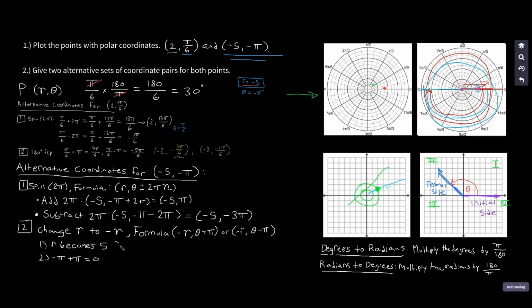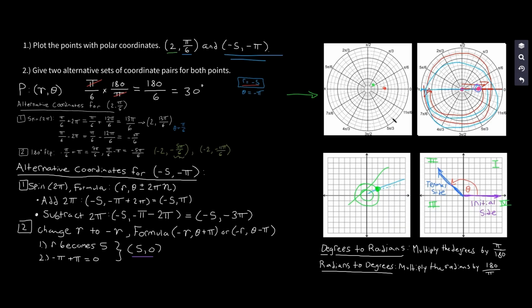Now our result for this is going to be 5 and 0. If our angle is 0, we're not moving anywhere, but we're still going to count out from the pole in the positive direction. So we're going to count these circles 1, 2, 3, 4, 5, and now we're in the same exact spot as we were before.